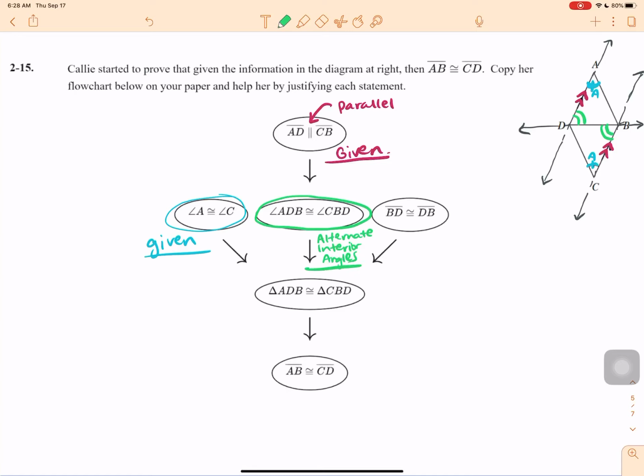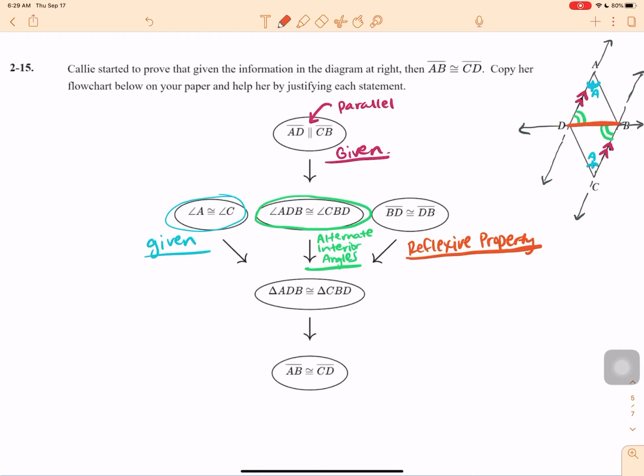That's the reason that those two angles are congruent. And then right here, we have side BD is congruent to DB. If you had done some review, which you'll see today in a video and in the review article you have to take notes on, this is called the reflexive property. Whenever they lie right on top of each other, we know that they are congruent by the reflexive property.